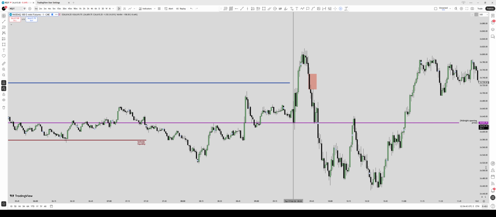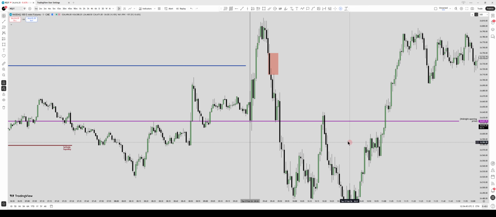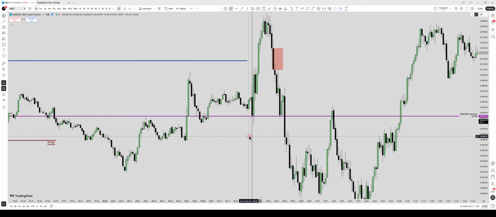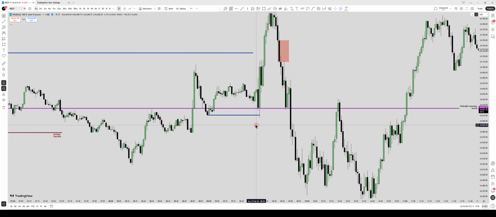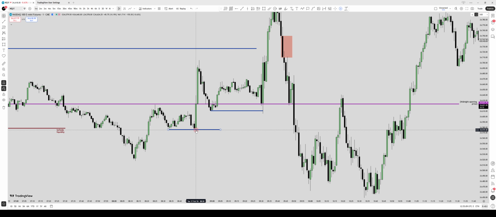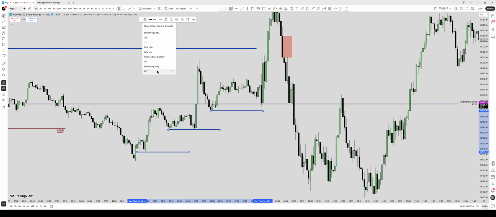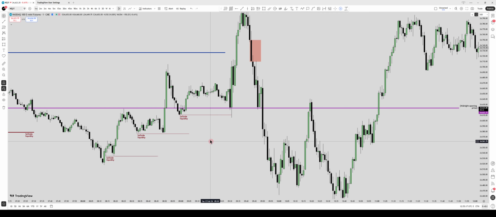So what we have here is a market maker sell model. All right, why? How's that? Look at these equal lows. Perfect. All right, so these were swept, I know, but it is not a deep sweep. Look at these equal lows. Now look at these equal lows. All right, so these are all sell side. Sell side, sell side, sell side.